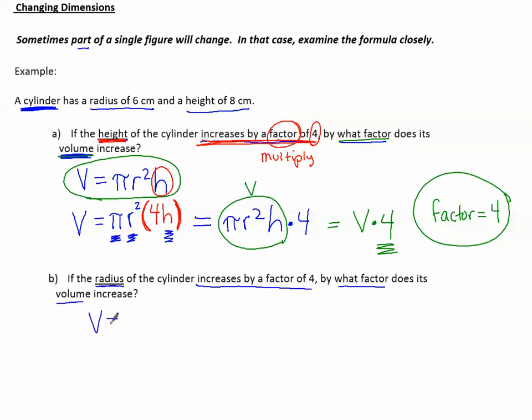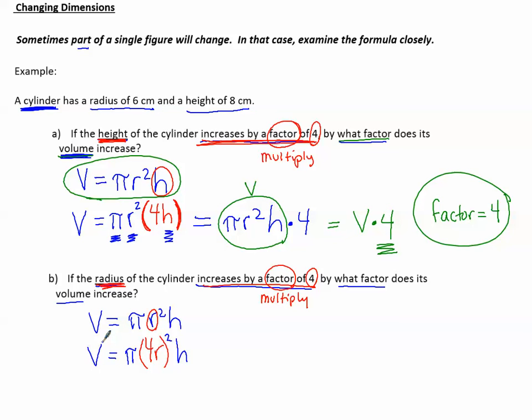So again, we're starting with our volume formula, V equals pi r squared h. But this time, instead of the height increasing, it's the radius increasing by a factor of 4. So we remember factor means multiply. So we're going to take the r, and it will be 4 times r. Everything else around that will stay the same. So the r is squared, that means the 4r is squared. The h is multiplied, the pi is multiplied, and it equals V.